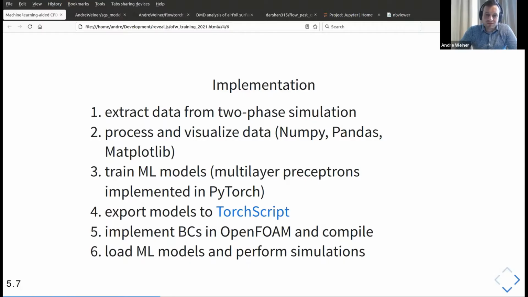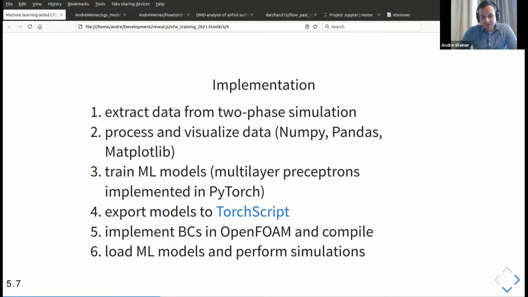Then we train the machine learning models. Here I used some very simple neural networks, basically the simplest form you can use, and they are implemented in PyTorch. Then we take those models and export them to TorchScript, an intermediate format for the models that allows us to exchange models between different front ends of PyTorch. So we can create a model in Python, save it to disk, and then load it in the C++ environment, for example, if you want to compile OpenFOAM boundary conditions.